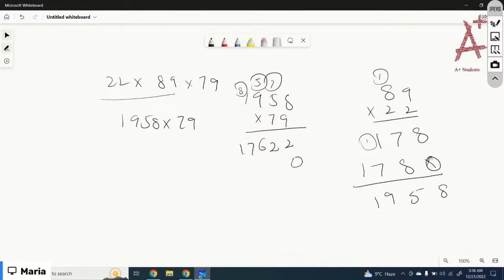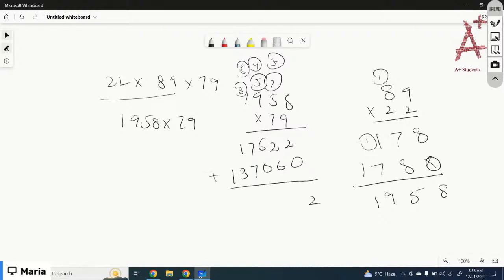Now we're going to multiply the tens digits, so add 0. 7 times 8 is 56. 6 and carry 5. 7 times 5 is 35 and 5, 40. 0 and carry 4. 7 times 9 is 63 and 4, 67. 7 and carry 6. And 7 times 1 is 7 and 6, 13. Got it? Just add up all the numbers.